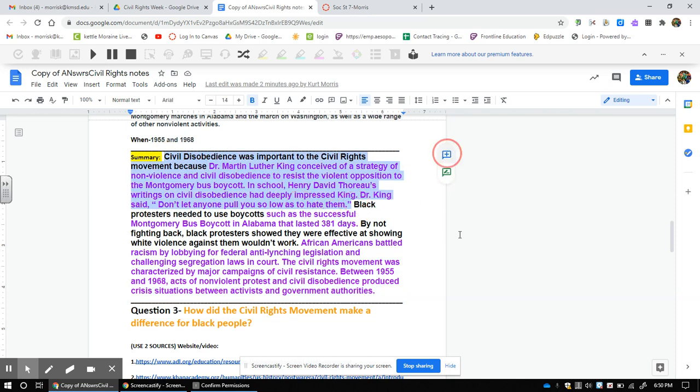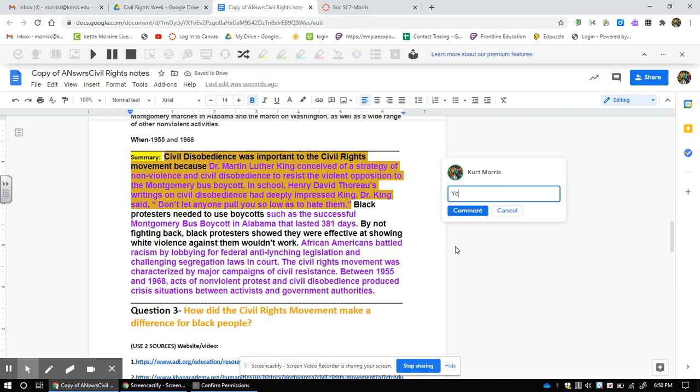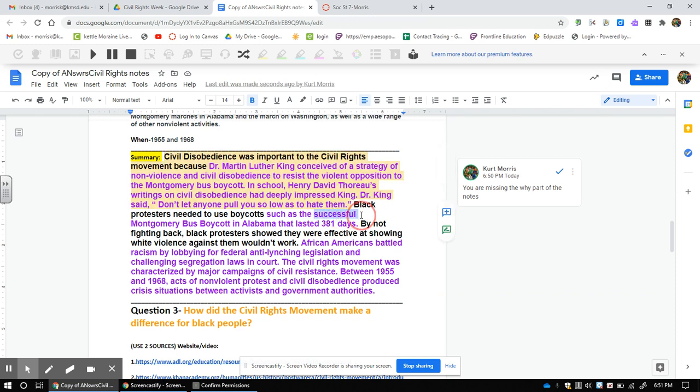Let's just make this up and say, you are missing the why part of the notes. And also, does it answer the question? When you read the summary, does it actually answer why civil disobedience was important to the civil rights movement? Don't just read the words and go, I guess. You need to tell them. And actually, you know what? You misspelled this word. Let them know. I'm just making that part up.